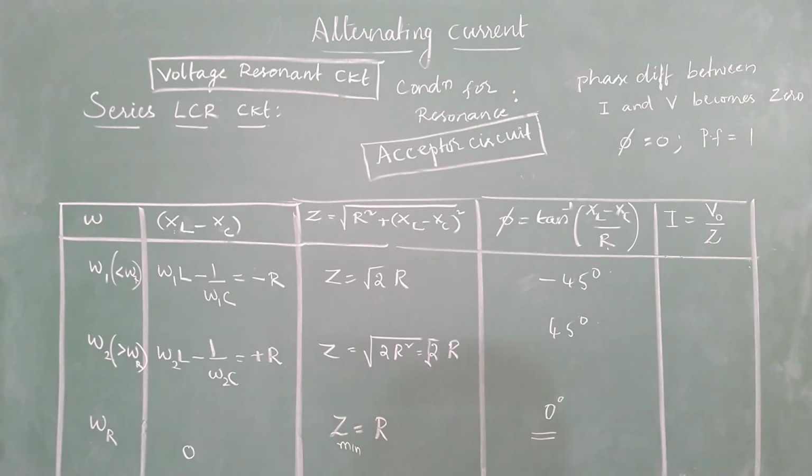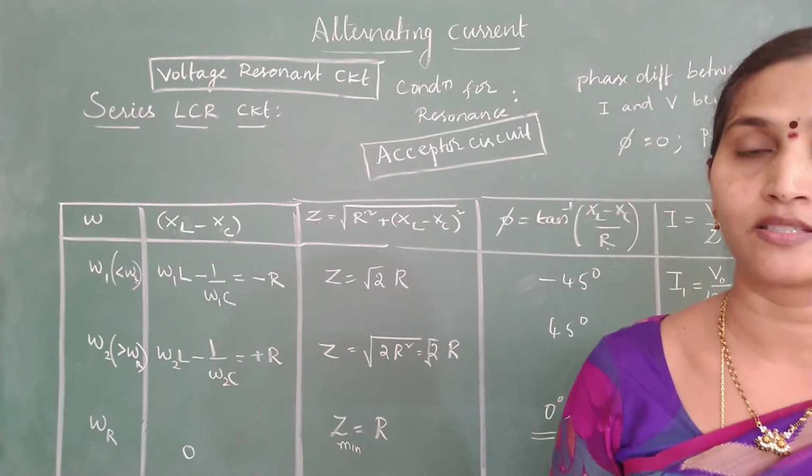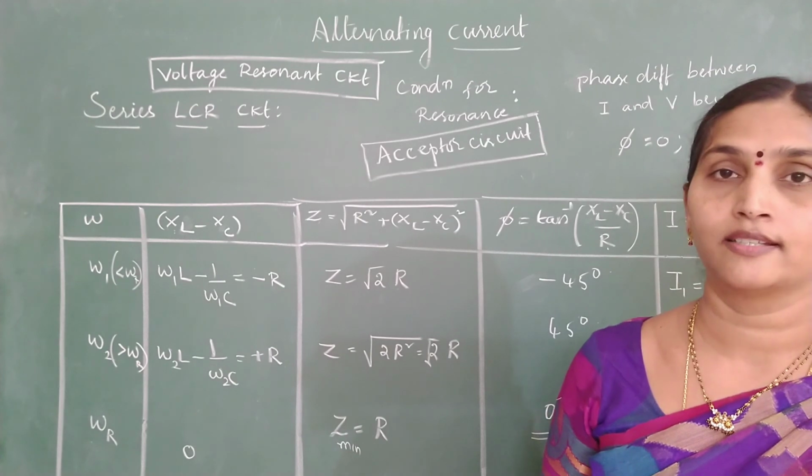Now write the equation for current. I'll call the current I1 as V0 by Z, which is nothing but V0 by root 2 times capital R. So this current I write as I2 at higher bandwidth or higher frequency, V0 by root 2 R. And at resonating frequency, I will be V0 divided by capital R, and this is the peak value of current. Okay, I can write it as maximum value. So you can just remember this table regarding the series LCR circuit. So this is all about the series LCR circuit.